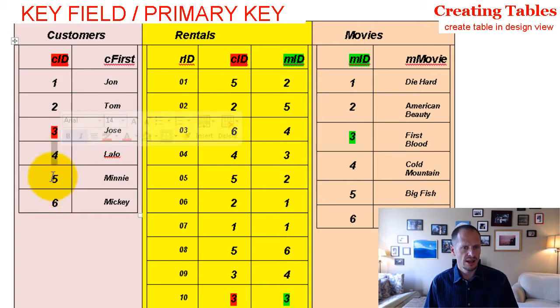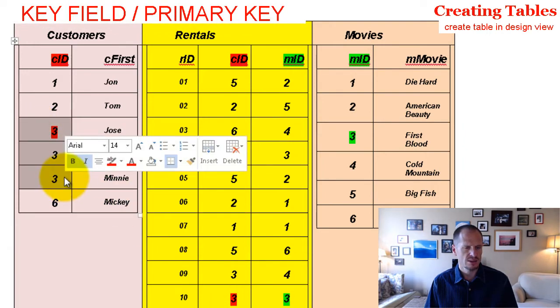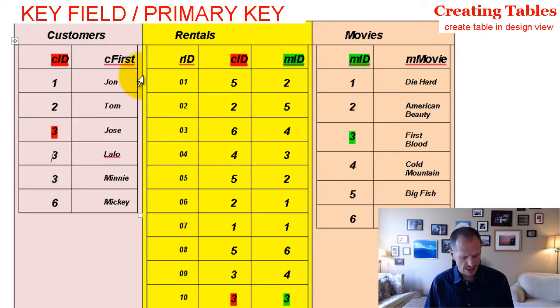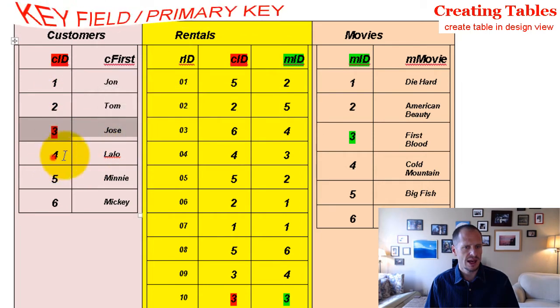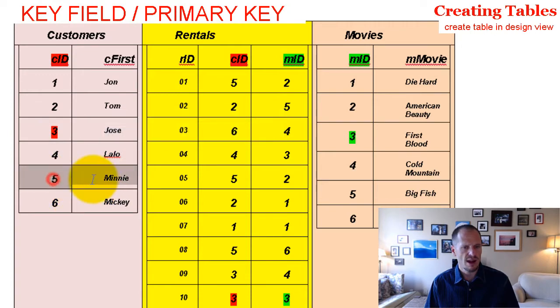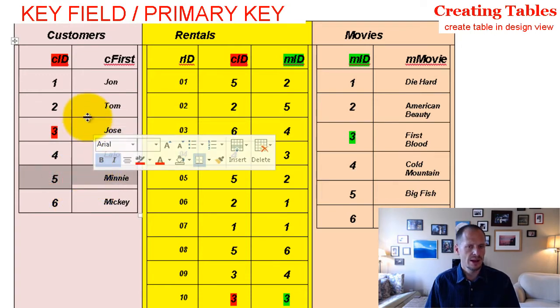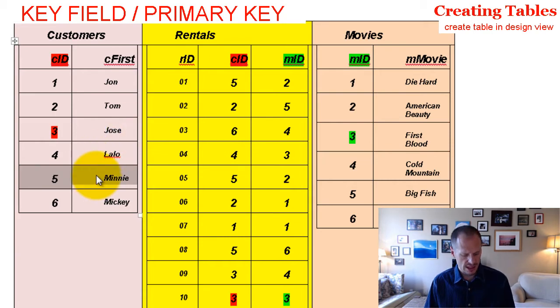Imagine if both Jose and Minnie and Lalo had the number 3 as their customer ID. If we lost a movie, oh, that was rented by customer 3, we'd be like, wait, which one, right? So every customer has to have a unique ID, just like every citizen in the United States has a social security number, and that uniquely identifies every citizen. Every record, every entry in a table, needs to have a unique identifier so that if we need to reference that entry in a table, we could go look it up. So that's the key field.